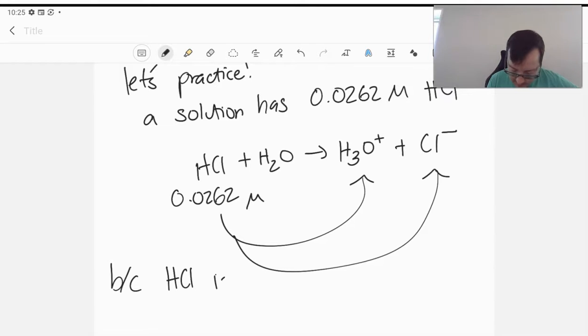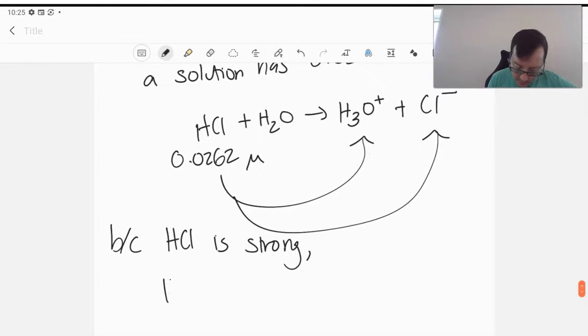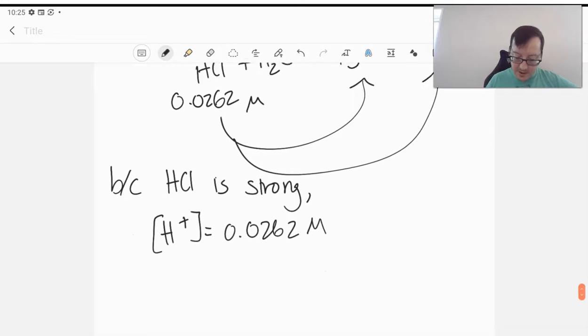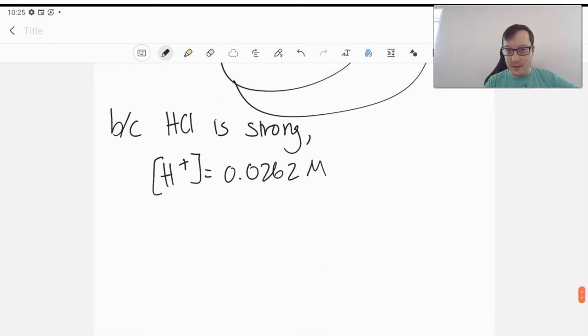And so, because this is a strong acid, because HCl is strong, we're going to have an H plus concentration equal to 0.0262 molar. Next week, when we look at weak acids, we have quite a bit more work to do to figure out the H plus concentration of a solution of a weak acid. But because HCl is strong, we get to avoid that, and we can just use our H plus directly. So with that in mind, we can calculate a few things.